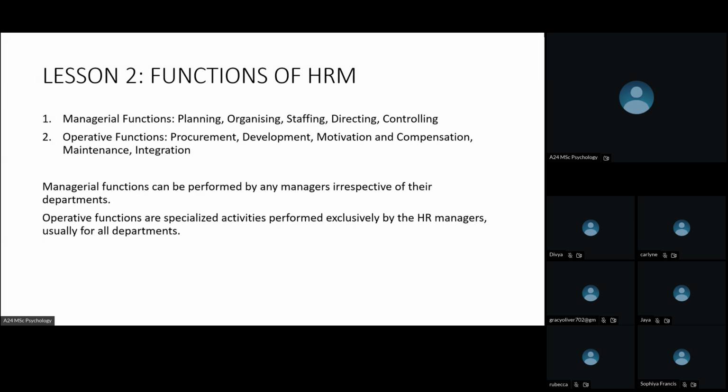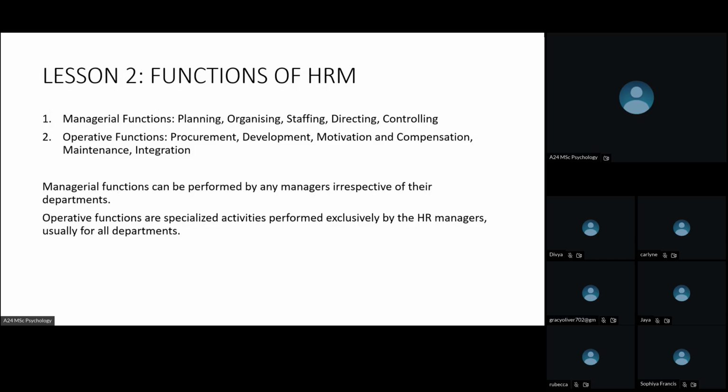And as I was saying before, managerial functions can be performed by any manager. They don't have to be in a human resources manager role. They don't have to know the nuances of human resource management that we are going to see in the next topics of the book. They just need to know how to manage a team, or how to manage a person as their direct report, and it can be performed by anyone. So that is why it is called a managerial function. It is not operations.